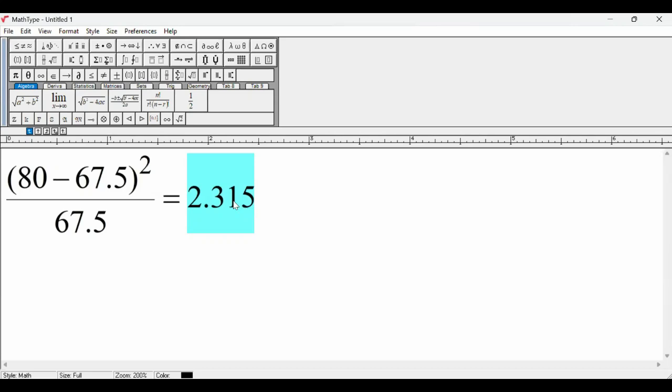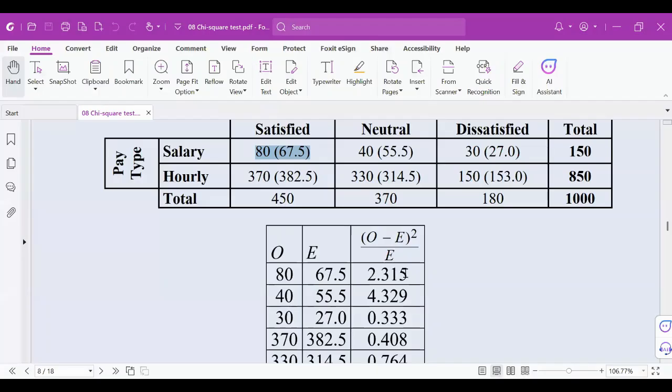Great. So that is how I obtain this value. Do you understand? 2.315. Great. So let's do the second one.